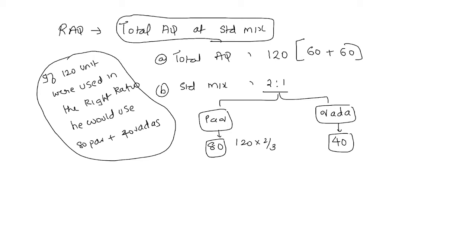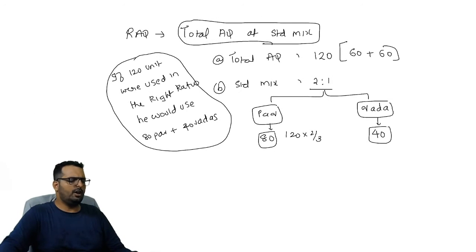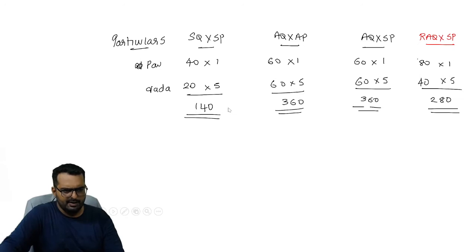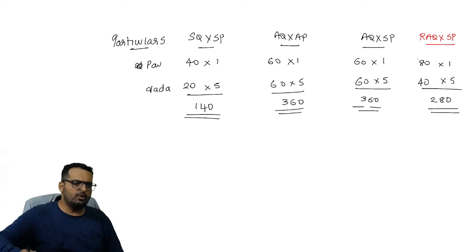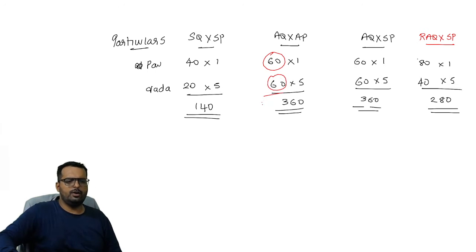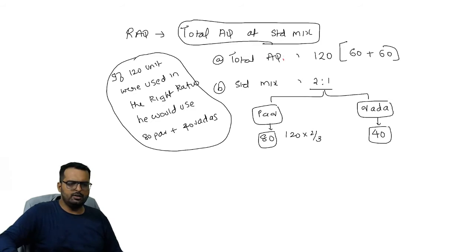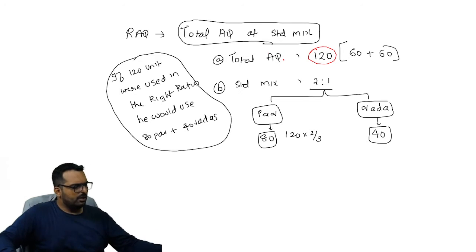Friends, are you all clear with this concept? Shiv Shankar, how I got this 60 plus 60, I'll explain that to you. Total actual quantity. How much is the actual pav over here? Is it 60? Actual vada? 60. So what is the total you get over here? 120. That is how I got this 120. Are you clear now, Shiv Shankar?